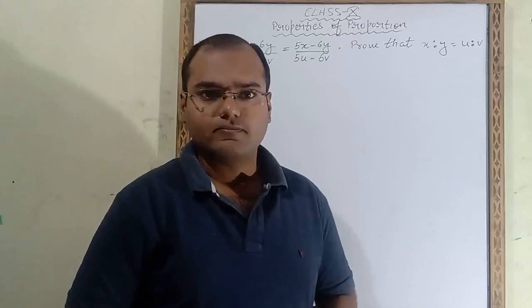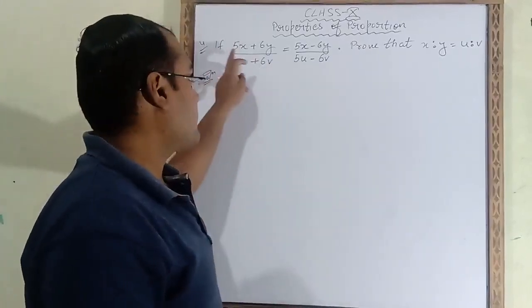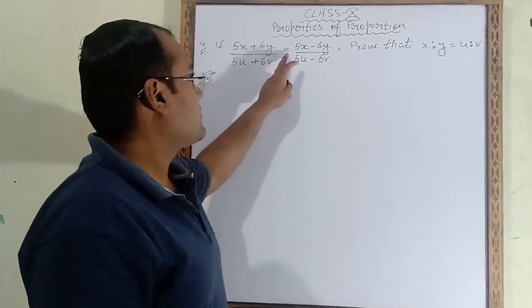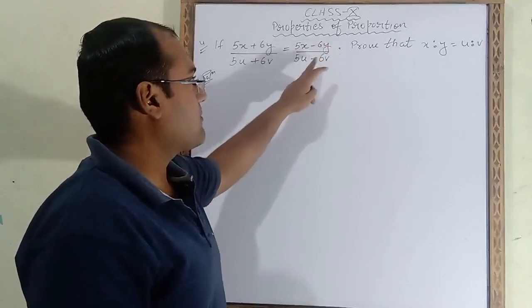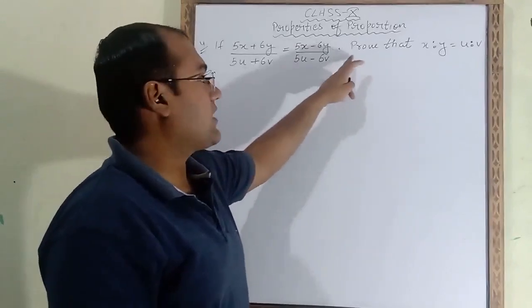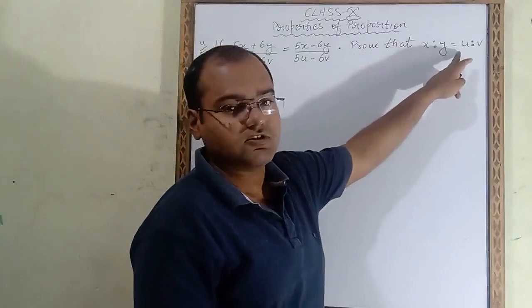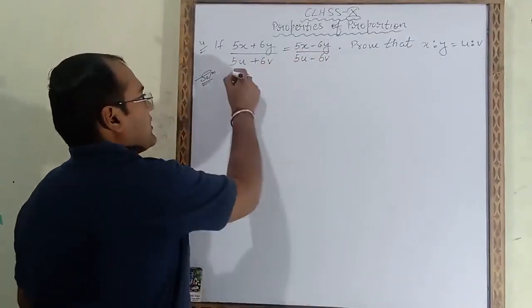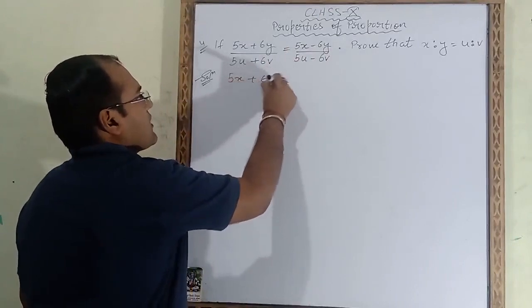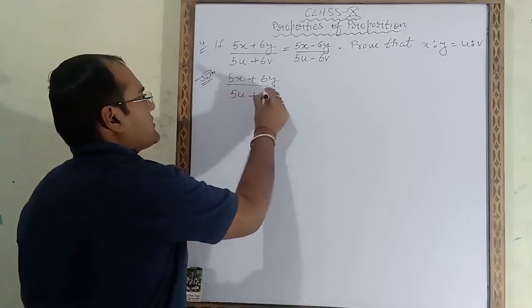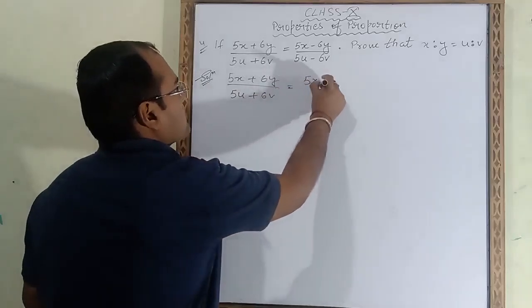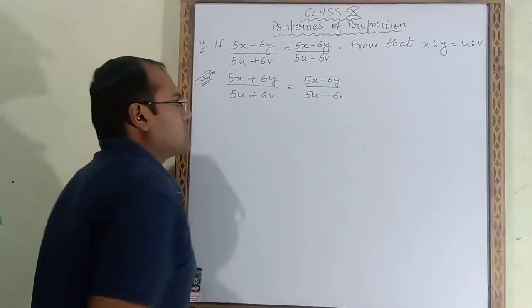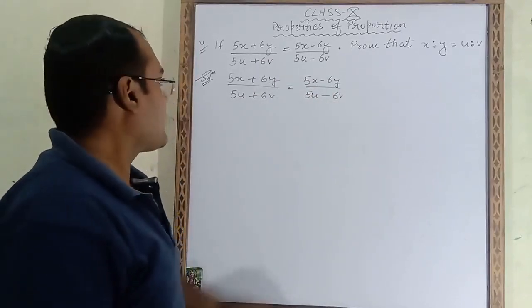Now see another question. Question is, if (5x plus 6y) upon (5u plus 6v) is equal to (5x minus 6y) upon (5u minus 6v), then we have to prove that x upon y is equal to u upon v. So we will use this statement. What is given here? (5x plus 6y) upon (5u plus 6v) is equal to (5x minus 6y) upon (5u minus 6v). This statement we will use here.